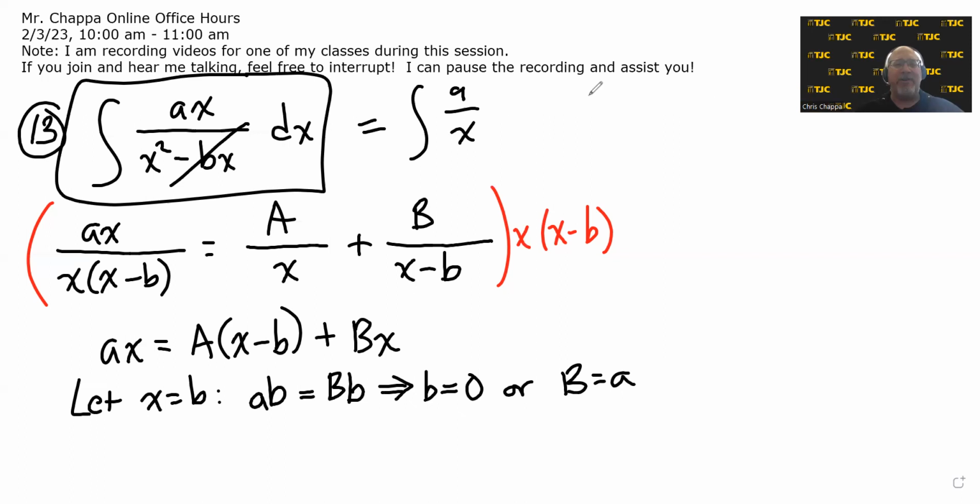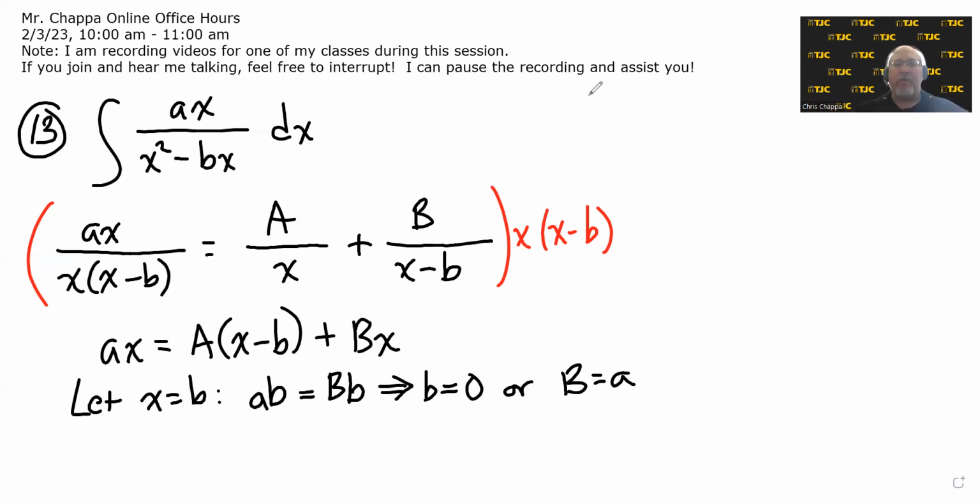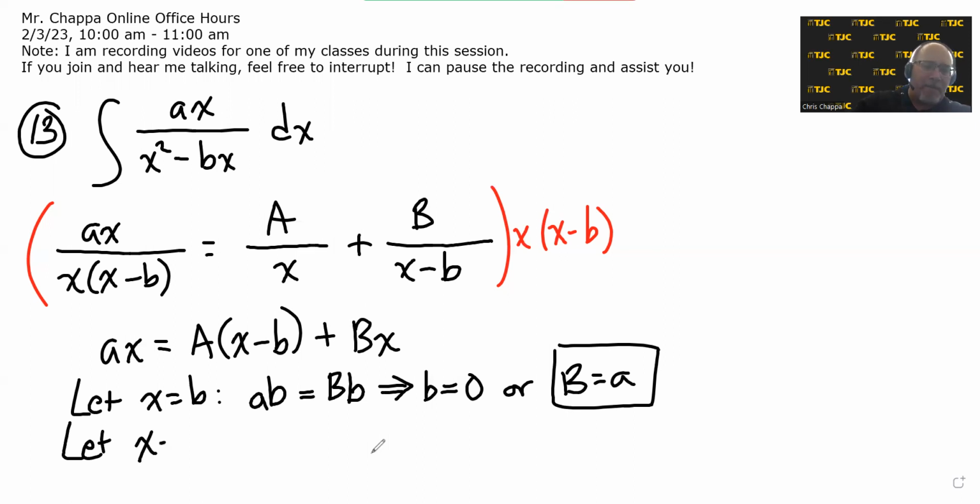For now, let's just pretend b is not 0 and run with the fact that capital B is equal to lowercase a. So we're going to go with this one. Well, we'll revisit this at the end. But to get rid of the second part of the addition problem, we're going to let x equal 0. On the left side of this equation, letting x equal 0 will give us 0. Here, letting x equal 0 will give us capital A times negative b, which is negative capital A lowercase b.